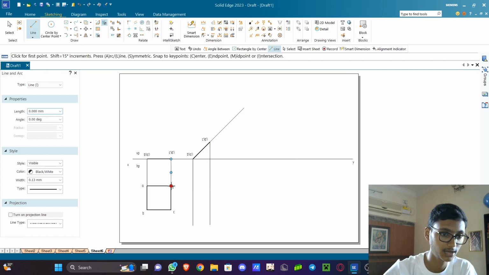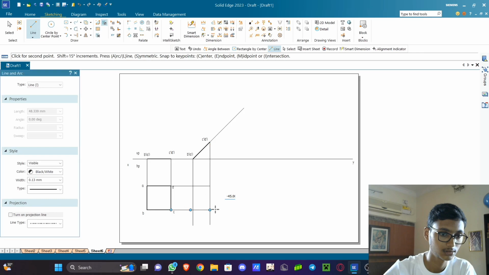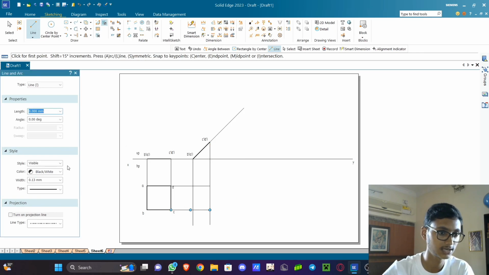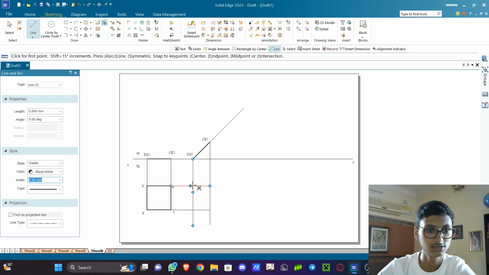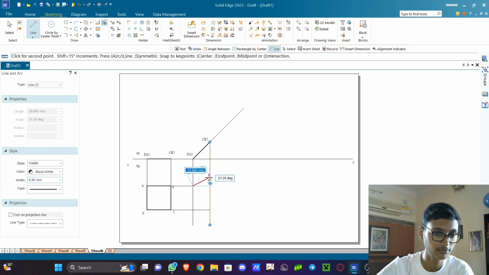And now even from here I need to project them. And now I need to draw the thick lines. So thick line should be 0.5 mm. So this intersection symbol, this cross symbol shows it is the intersection, the line is meeting. So from there to here, then from here to here, then from here to here.